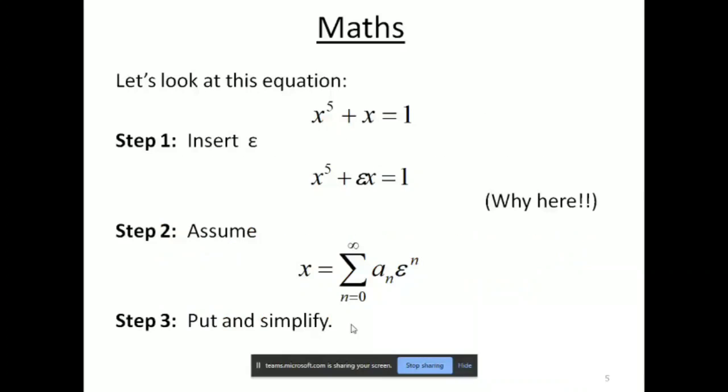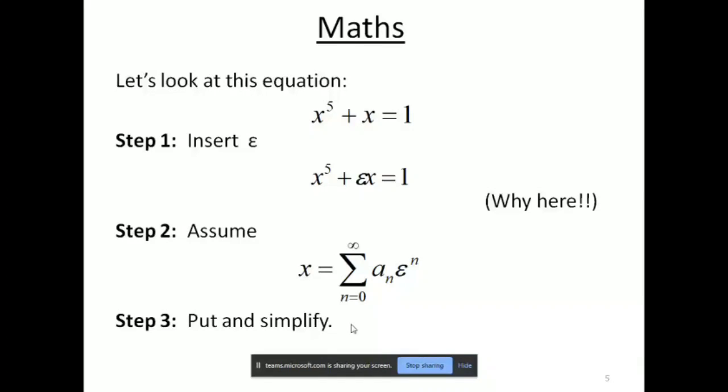So here I present my example. Let's look at this equation: x to the power 5 plus x is equal to 1. We want to solve this problem, but we know that it cannot be solved exactly. So we take the help of perturbative methods. We have to insert epsilon somewhere so as to reduce the problem to a simpler one. But inserting epsilon is a tricky thing, because if we insert epsilon somewhere else, we might not get what we want. We also want that when we restore the value of epsilon, we get the original hard problem.